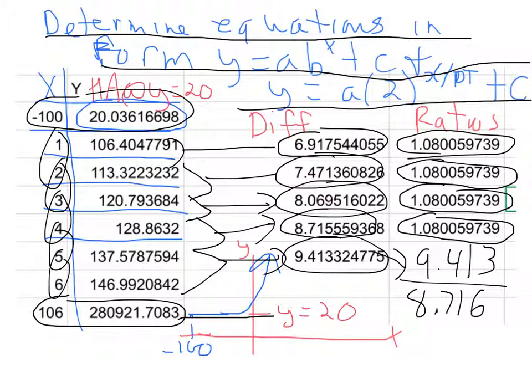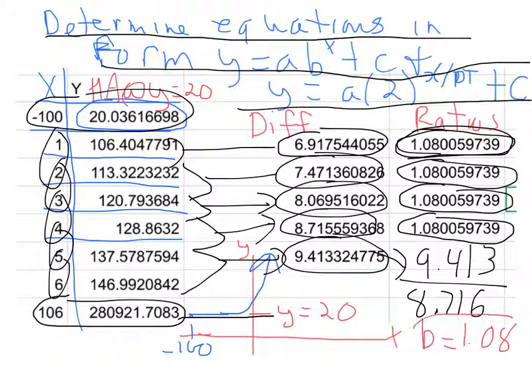Since this number here is bigger than 1, my ratio is bigger than 1, my repeated multiplier is bigger than 1. If I'm multiplying by a number bigger than 1, I have growth. Okay, so I'll write that down here. I've got a b value of 1.08.